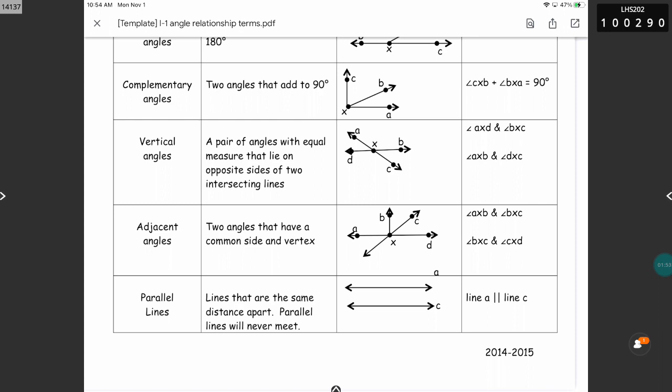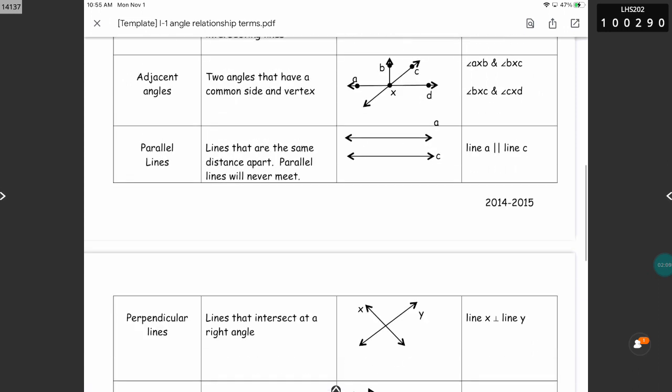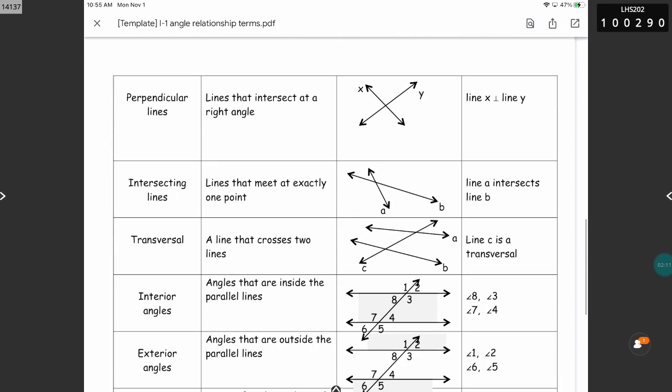Okay. Adjacent angles are just two angles that have a common side and a common vertex. The vertex is the point at which they meet. Okay? Parallel lines are lines that are the same distance apart. Parallel lines never meet or intersect. Perpendicular lines. This is where you see that. They're lines that intersect at a right angle. Okay, all of those angles would be right 90-degree angles.